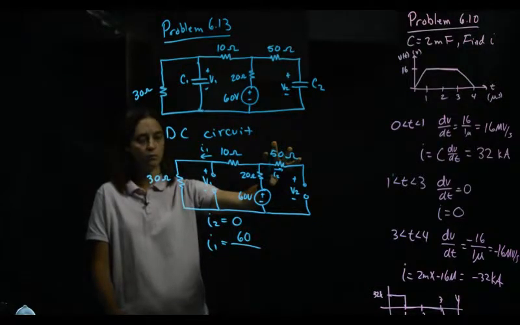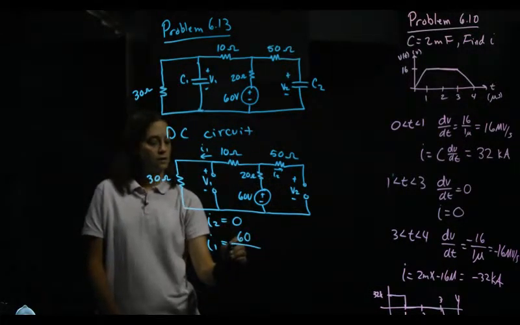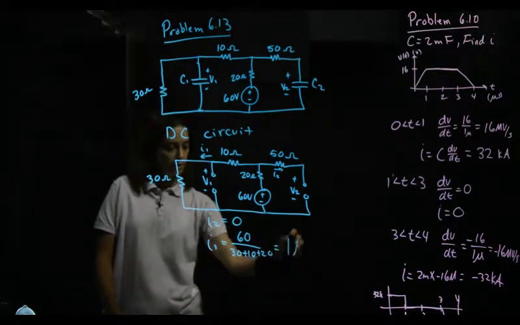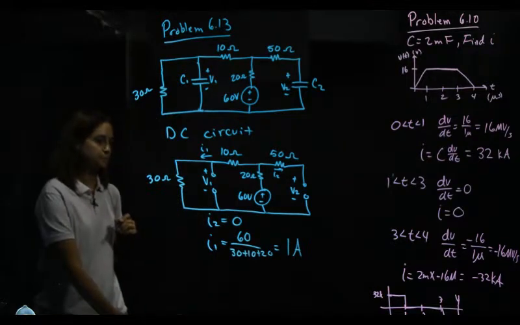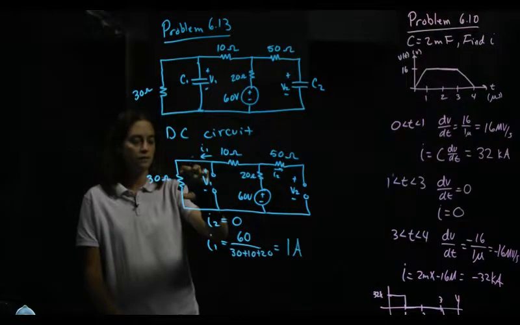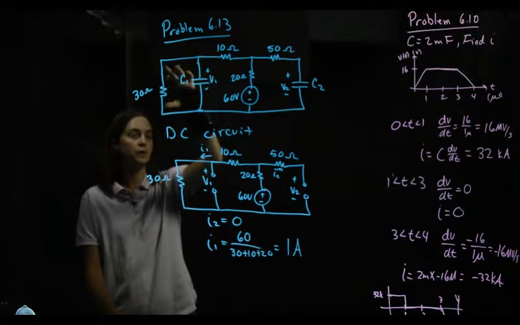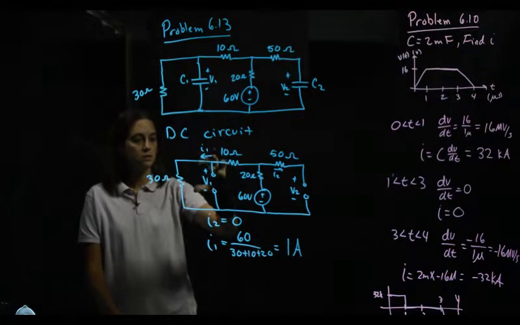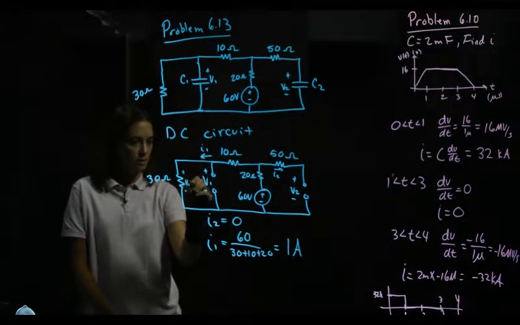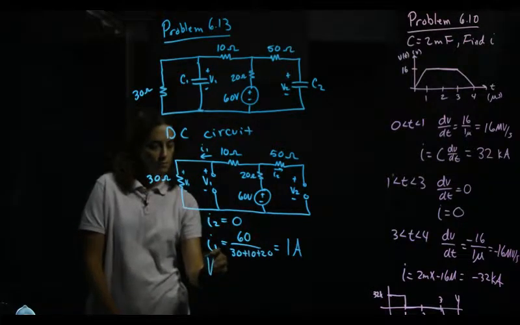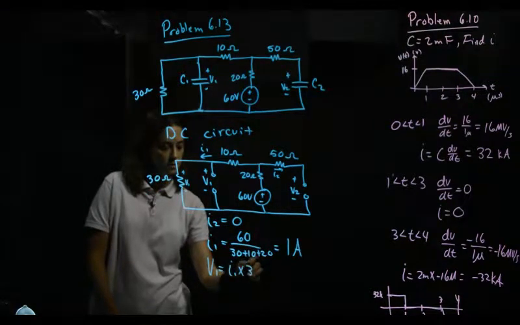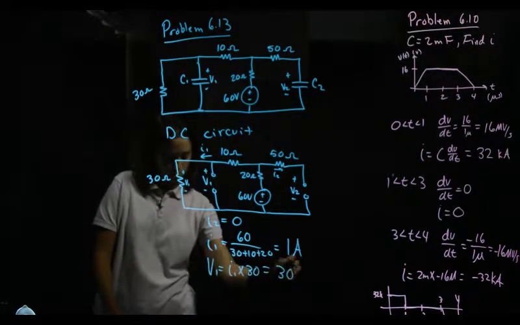No current, no voltage drop. I don't care about that resistor. So I have 30 plus 10 plus 20. I have a current of 1 amp. Now this voltage V1 is the voltage across here, right? Because these two are in parallel. So this node and this node are right here. So voltage V1 is the same as right here. So V1, V equals IR, is I1 times 30, or 30 volts.